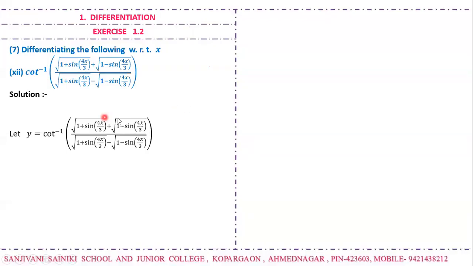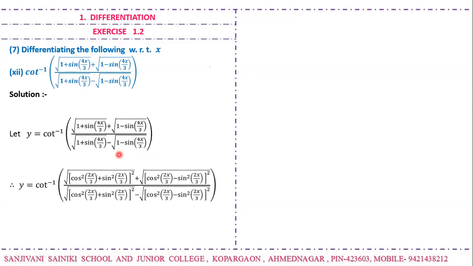The next function is y is equal to cot inverse of root 1 plus sine 4x upon 3 plus root 1 minus sine 4x upon 3, upon root 1 plus sine 4x upon 3 minus root 1 minus sine 4x upon 3. Now how to simplify it? This 1 plus sine 4x upon 3 can be written using the same thing.